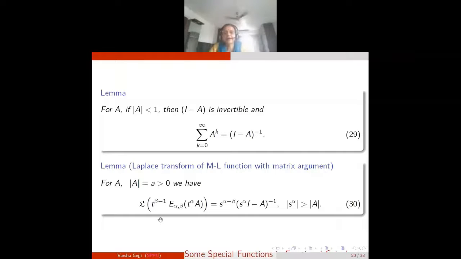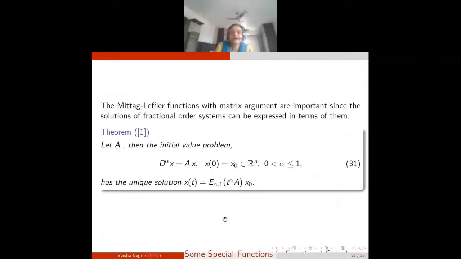Now Laplace transform of Mittag-Leffler function with matrix argument is given in this, where now here A is a matrix and this is the operator norm of A, and this Laplace transform is given in expression 30, and which comes handy when you solve such systems.